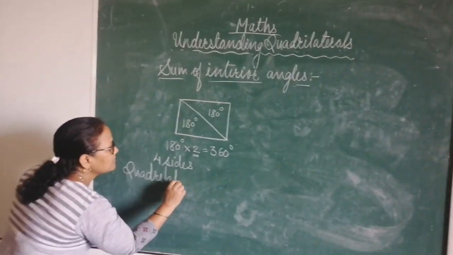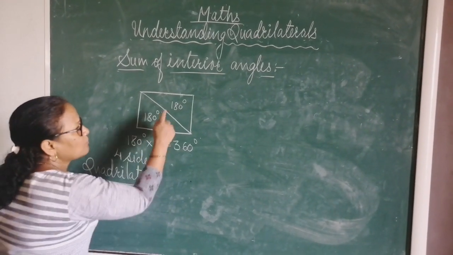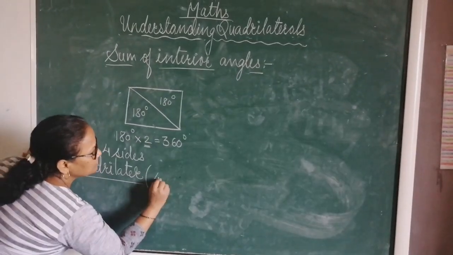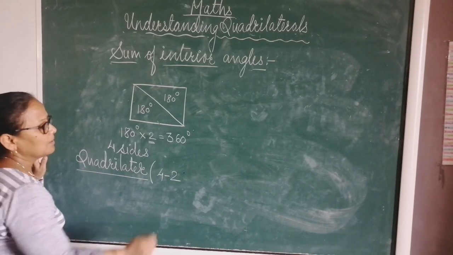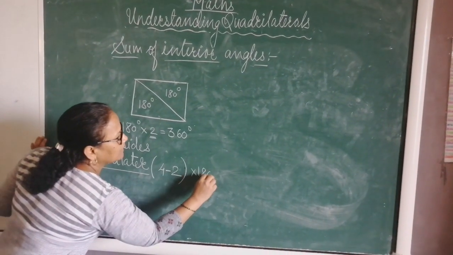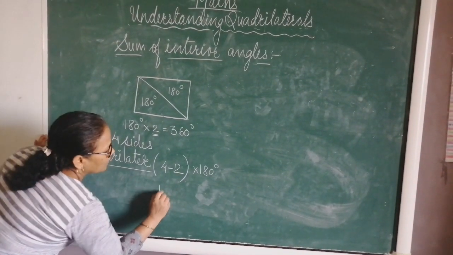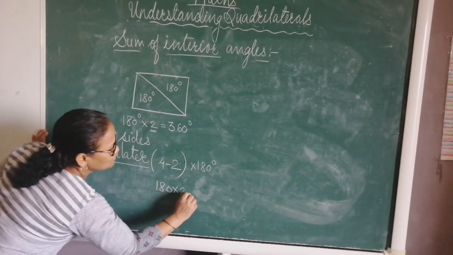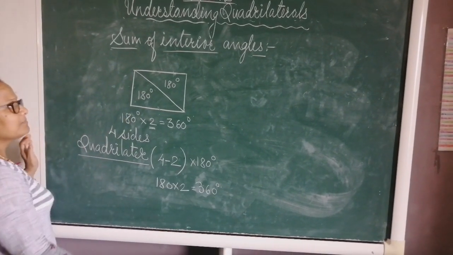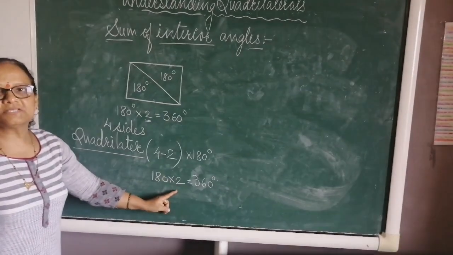Therefore, to directly find the sum of the interior angles of the quadrilateral, how do we find it? For that, the basic is how many sides are there? Four sides. So from the four sides, you have to subtract 2 and then multiply by 180. That means you will get 180 multiplied by 2, which is equal to 360. That means the sum of the interior angles of the quadrilateral is 360.